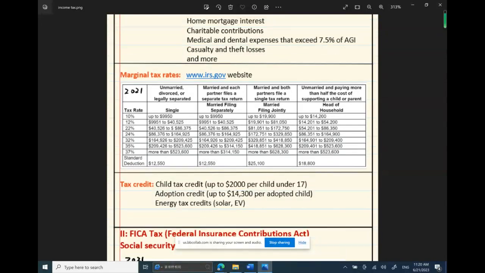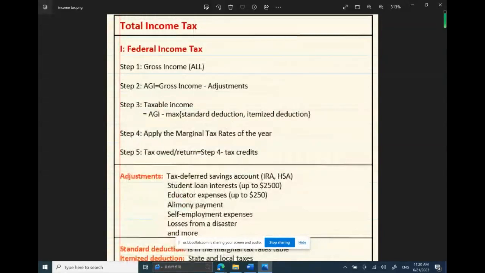All right. The last step is tax credits. The last step, step 5, is to subtract your tax credits from the result of step 4. That is how much tax you should pay, or how much the IRS will refund to you, and you have to subtract the tax credits from that amount to have your final tax refund or the amount owed. The tax you owe to the IRS.